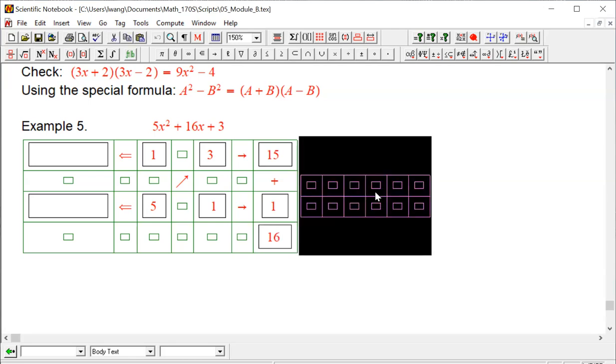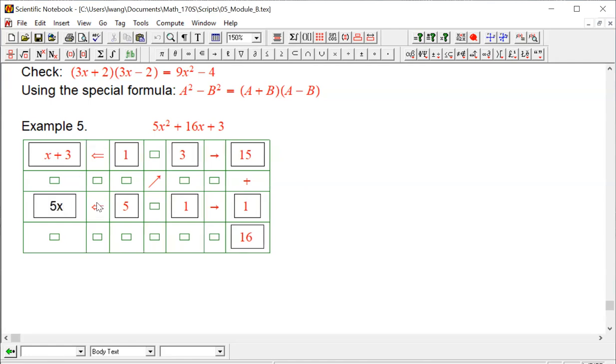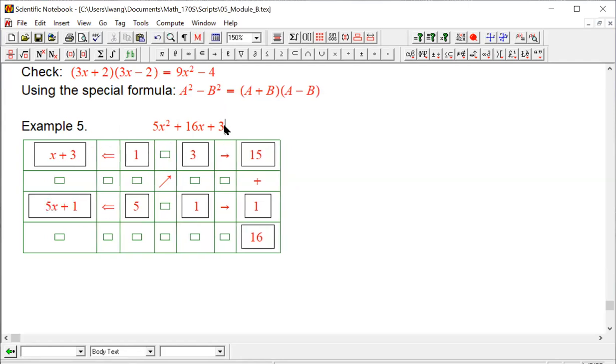So we don't really need those. And we're composing the factors. So that's going to be x plus 3. By this time, I think you should be pretty good already. Okay, so 5x plus 1. So we got our factors, and the factors are going to be x plus 3 times 5x plus 1. And of course, you can check your work by FOIL.